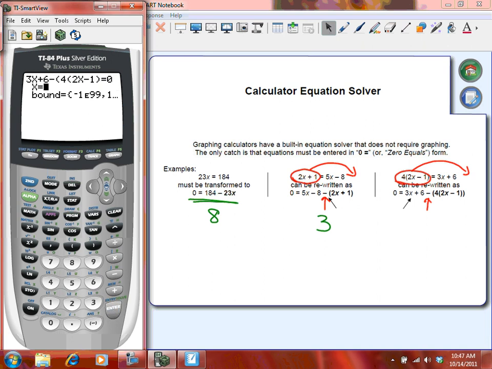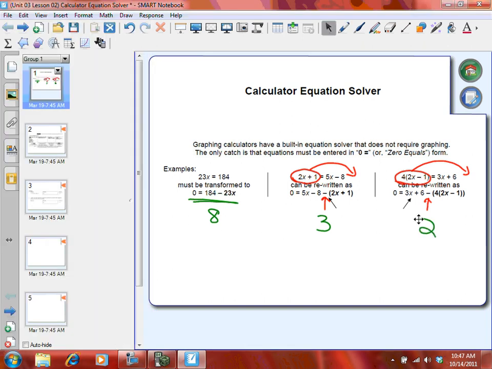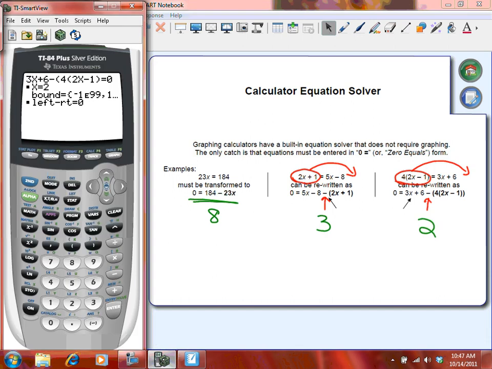But again, notice the number you're getting. That 3 right there is the answer to the previous question. I want the new answer. So you're going to have to hit the green button, and then enter. And now you'll get your solution. The solution here is 2. X equals 2. So 2 is my answer to this example right here. So this is how we use the equation solver. But remember, it's got to be equal to 0 first.